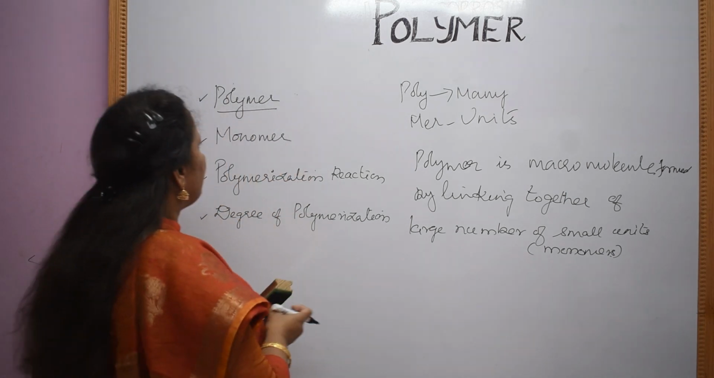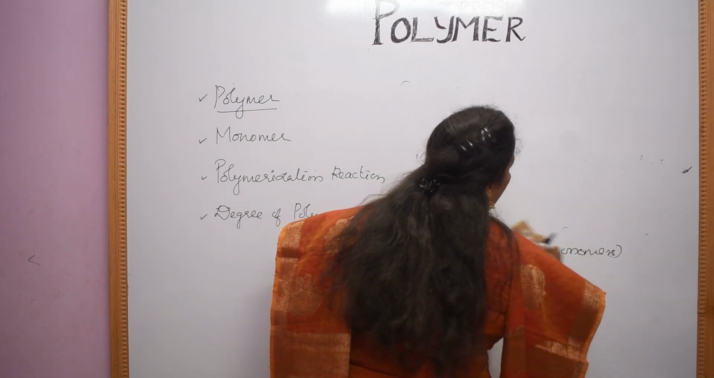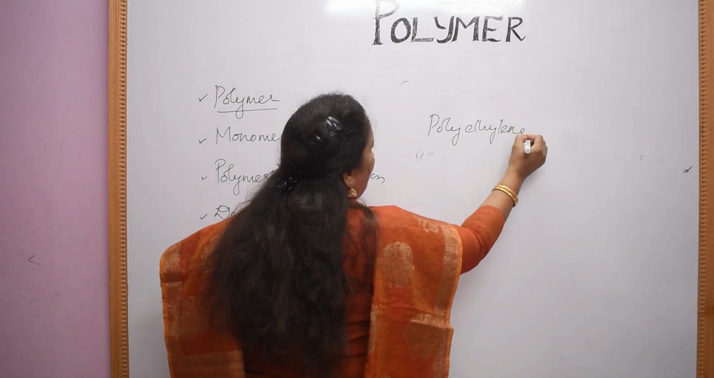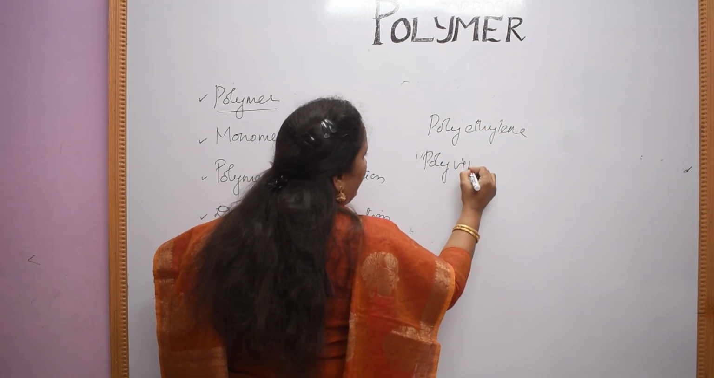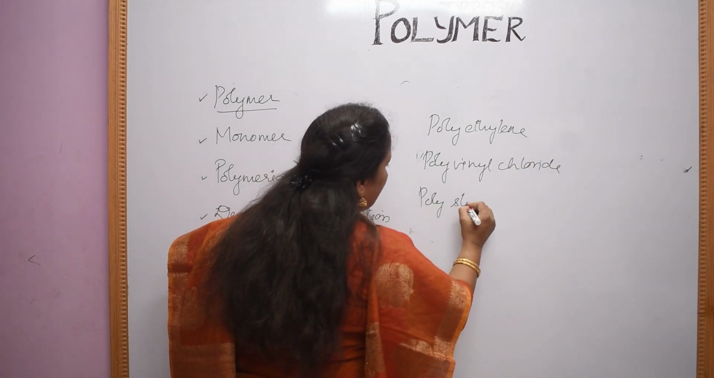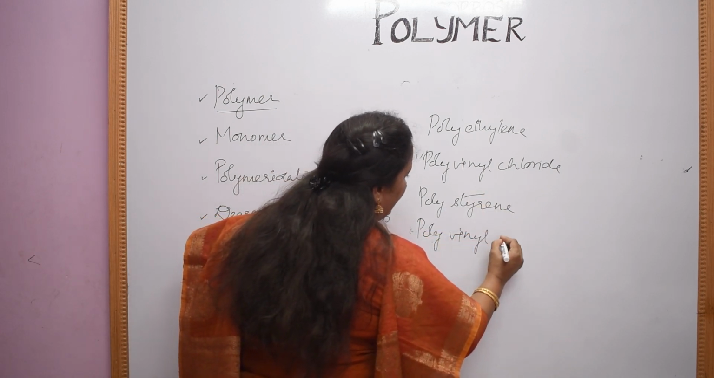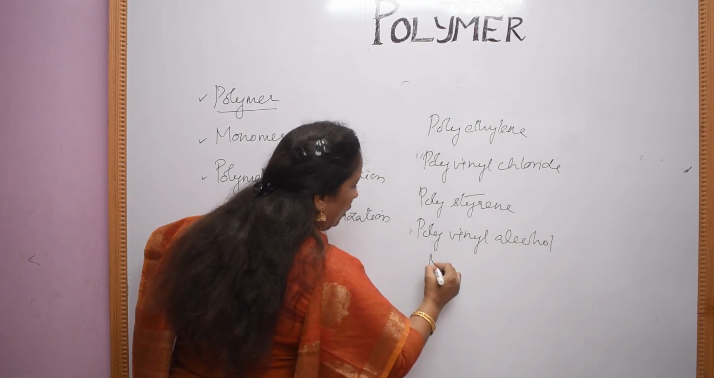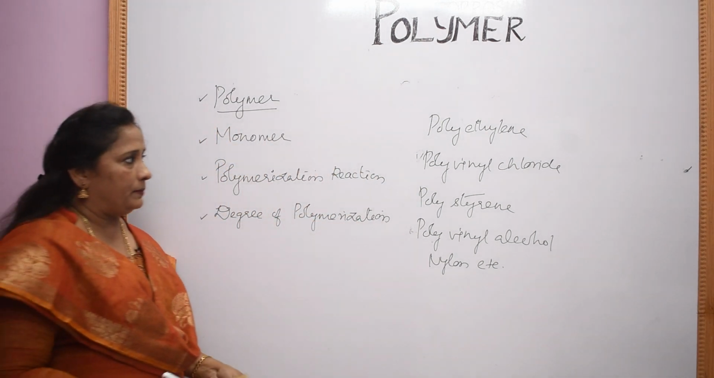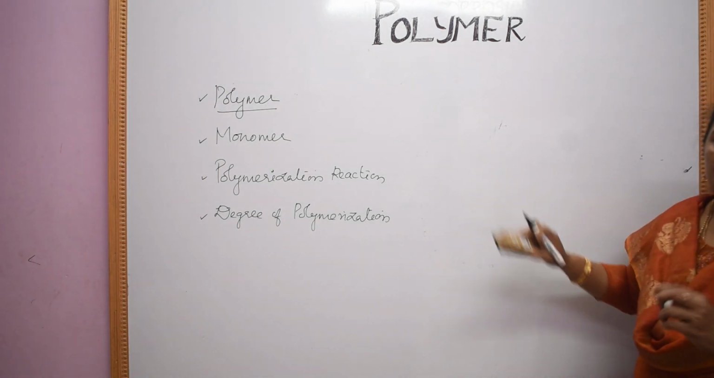The examples we can think of for these polymers, which we come across in daily life, are polyethylene, polyvinyl chloride, polystyrene, polyvinyl alcohol, nylon, etc. So these are some of the examples of polymers. So a polymer is a macromolecule formed by linking together small units.